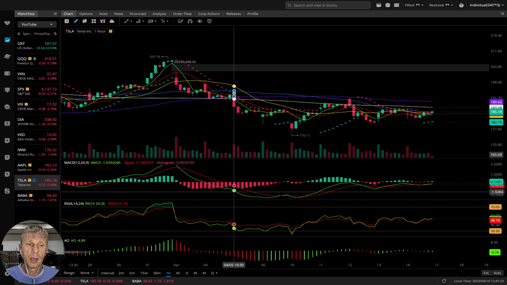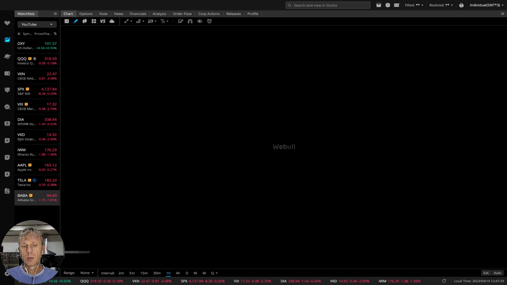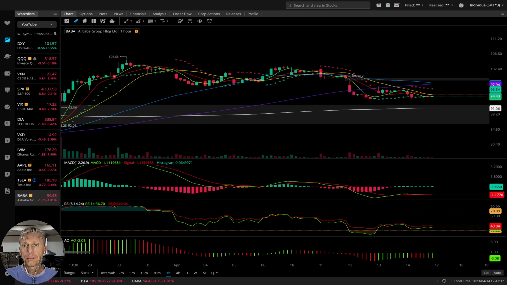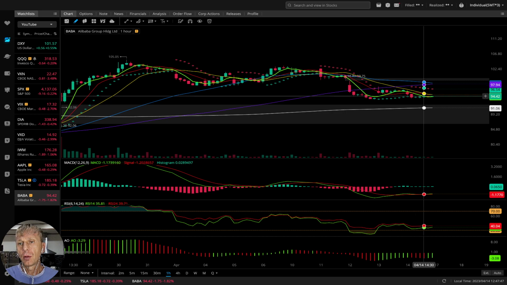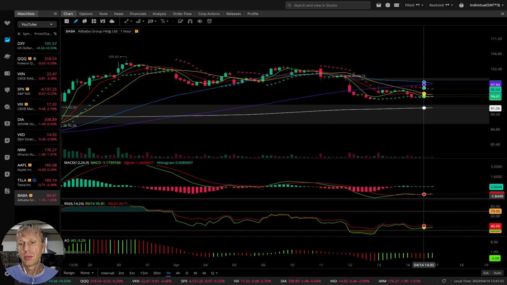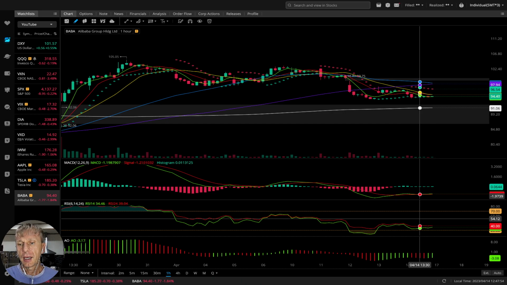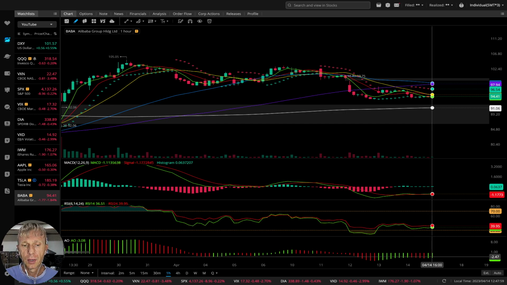Let's move to BABA, Alibaba Group. Let's see what's going on with Alibaba. BABA still bearish on 1 hour time frame. MA5 below 10 and 20, bearish reversal signal, bearish signal. MACD flat in the bearish territory. RSI bearish in the bearish territory. Only awesome oscillator bullish, green.